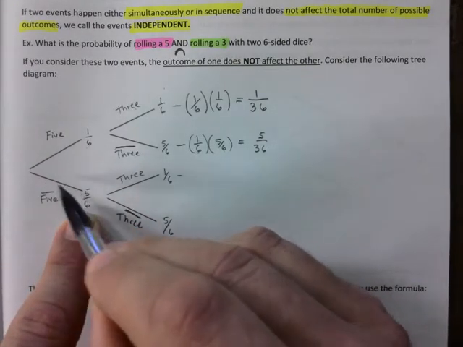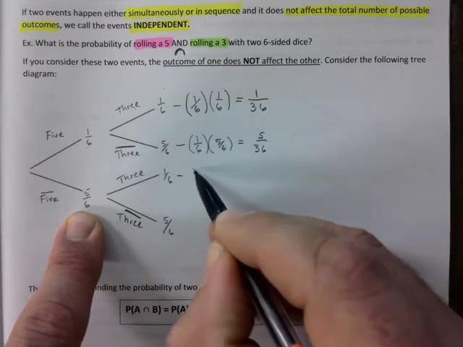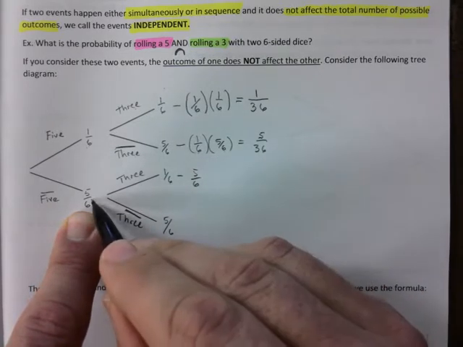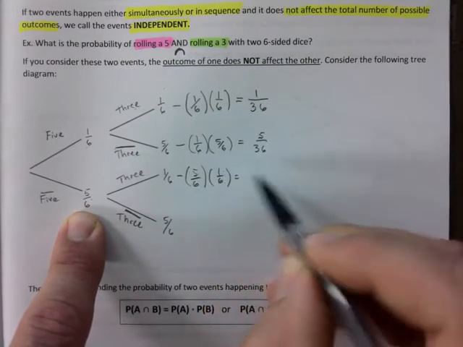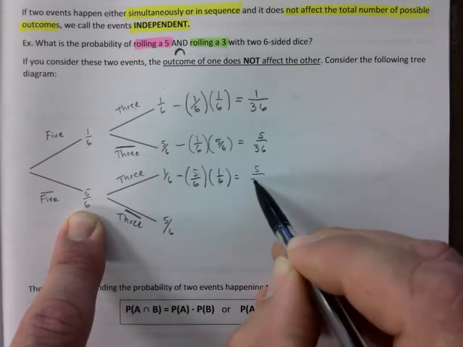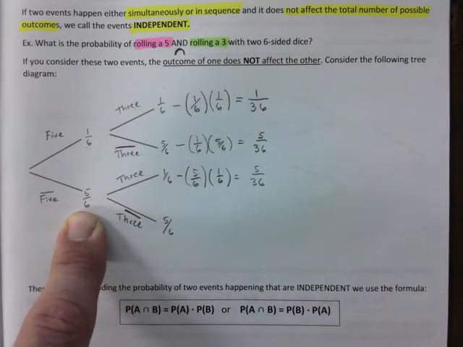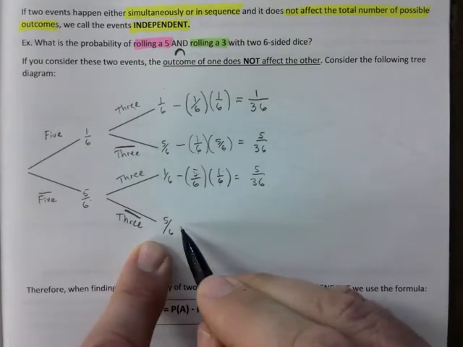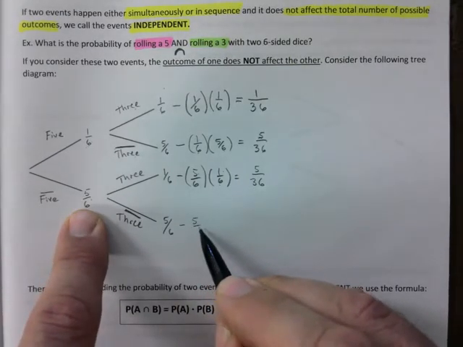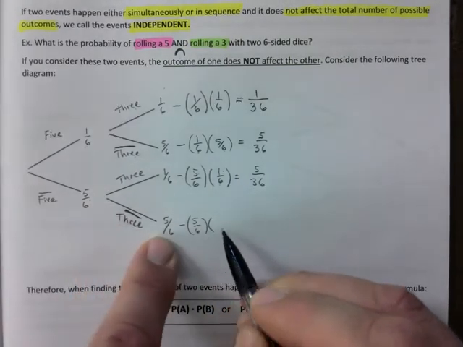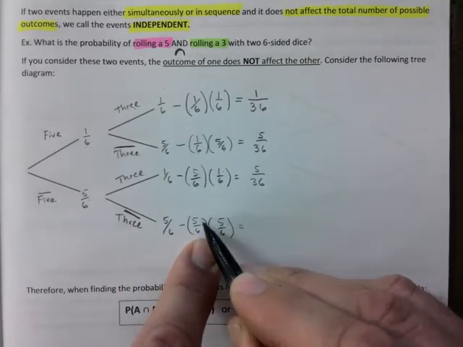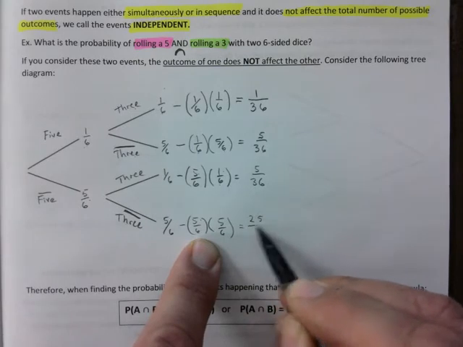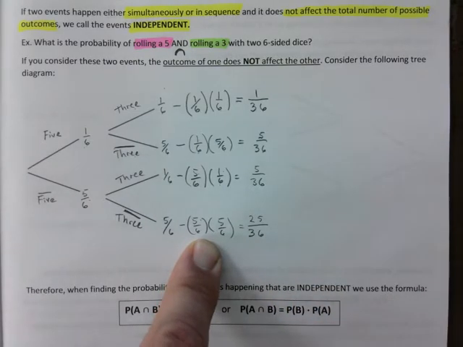So not rolling a 5 but rolling a 3 would be 5 over 6, right? Times this one here, 1 over 6. That's still 5 over 36 when you're multiplying them. This is not "or," this is "and," so we multiply. The last one is 5 over 6 times 5 over 6, that would be 5 times 5, which is 25 over 36.